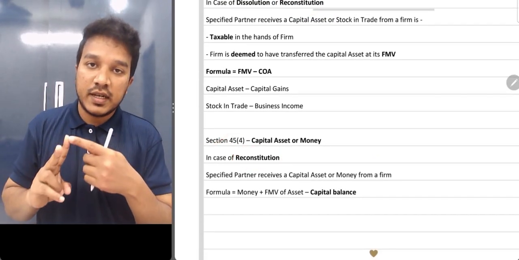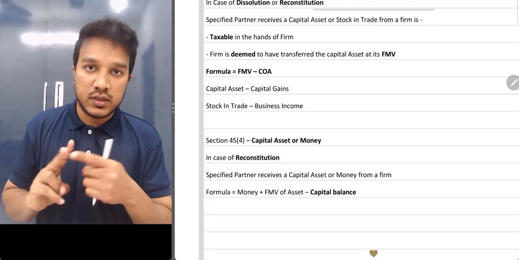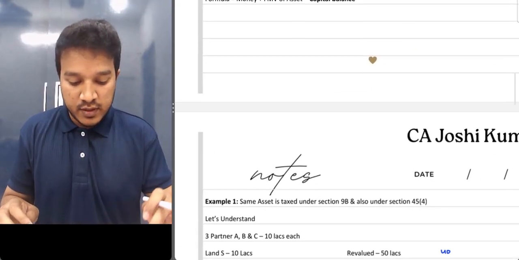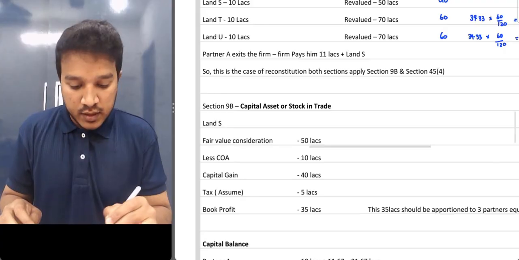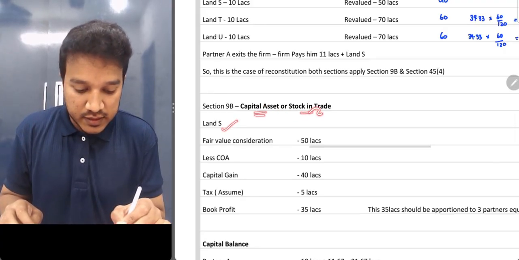So you should remove capital gain. You should calculate tax under both sections 9B and 45(4). Let's go. First we will start with 9B. What will 9B cover? Capital asset and stock in trade.